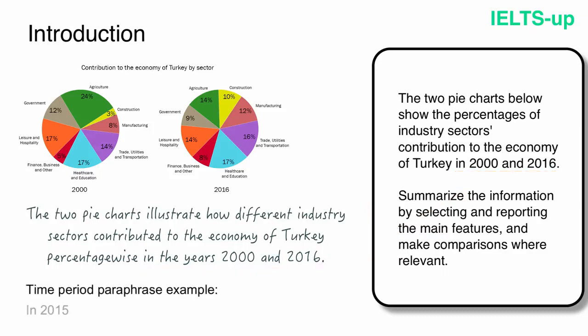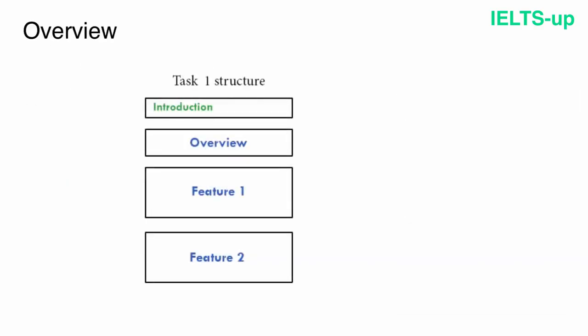For example, in 2015 will become in the year 2015. In 2015, 2016 and 2017 will become in the years 2015, 2016 and 2017. Okay, that's all with our introduction. It is clear and specific, so when the examiner starts reading this essay, he will easily understand what our pie chart is all about. When we have finished the introduction, we have to move on to the general overview paragraph.